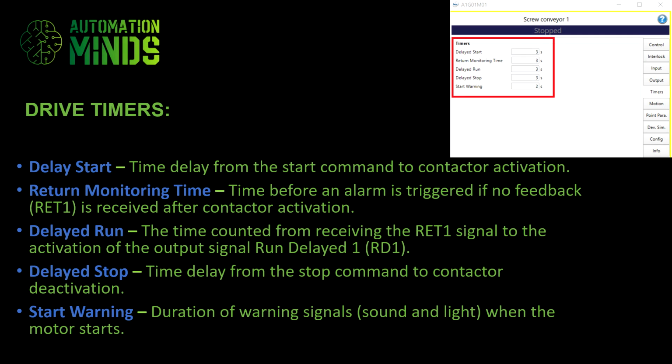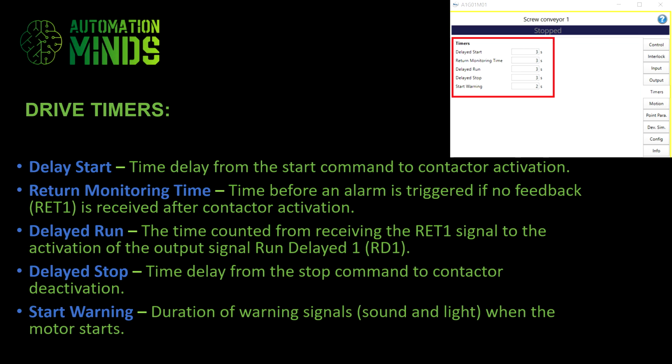Let's take a closer look at the timers available in the drives and explain how they work. The timers are configured in the Timers tab. Here are some key timers we can set. Delay start. This is the time that passes from when all start conditions are met and a start command is given to the moment the drive is switched on. This timer allows for a delayed start.